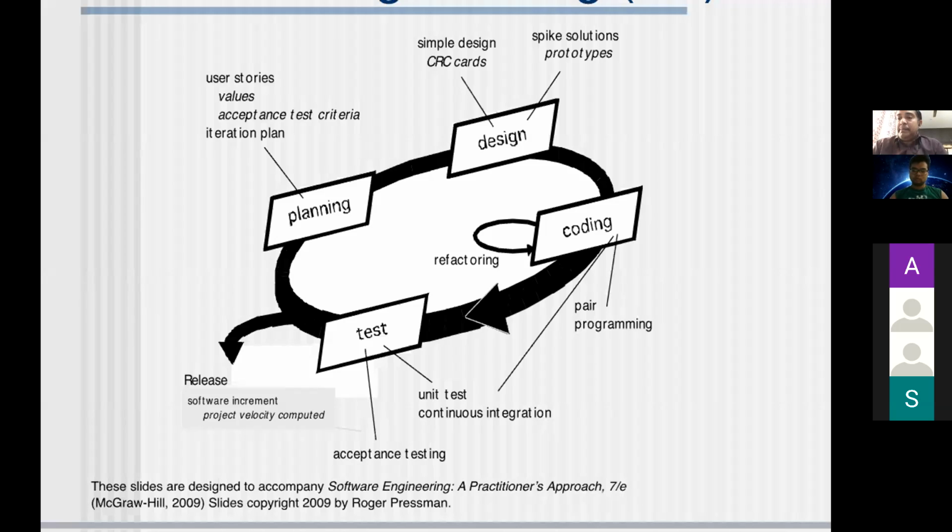And spike solutions and prototypes are generated. Spike solutions, I believe you understood it. Coding, refactoring is done and pair programming is also done. During the coding, we are going for unit test. Before the coding, we are going for unit test.